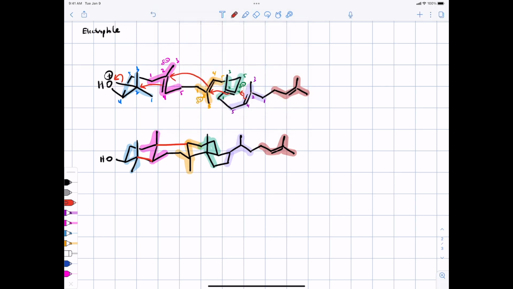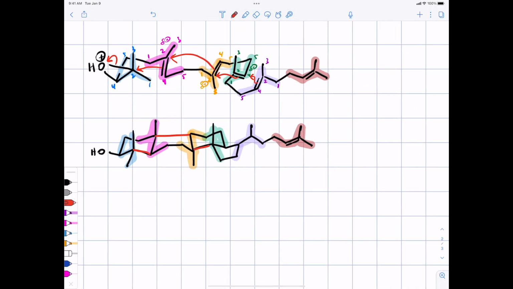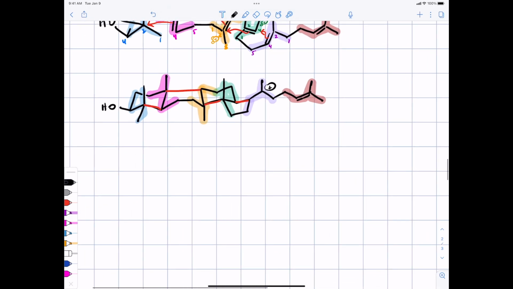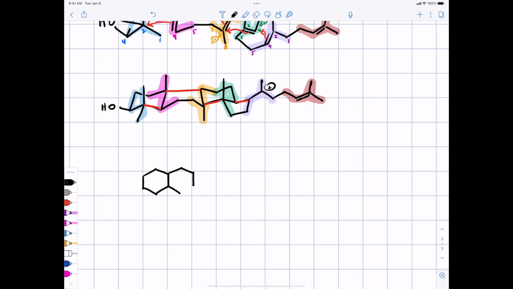And I promise you in red are going to be the 4 bonds that we made in that process. All right, linear precursor to carbon skeleton that's elaborate. It might also help at this stage to try to redraw things out as though we were looking at the molecule from above. I think that might help us just a little bit.